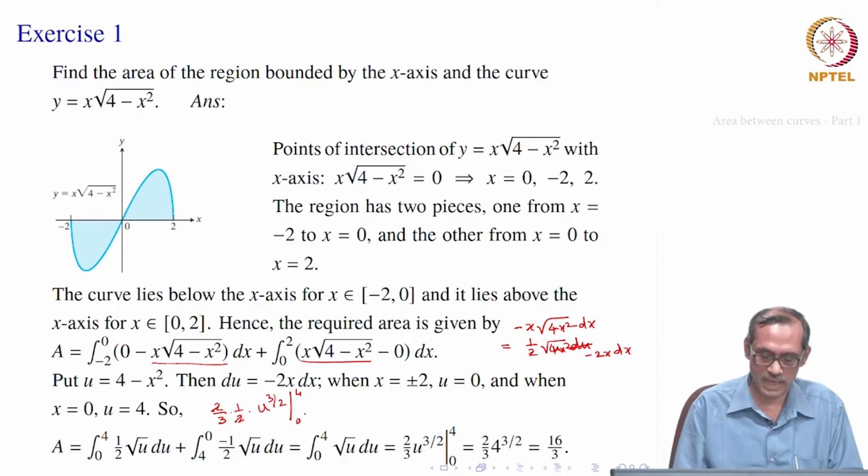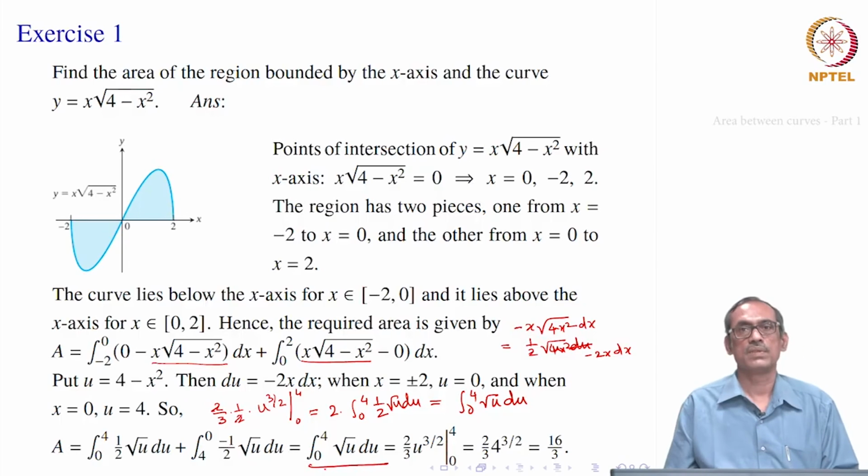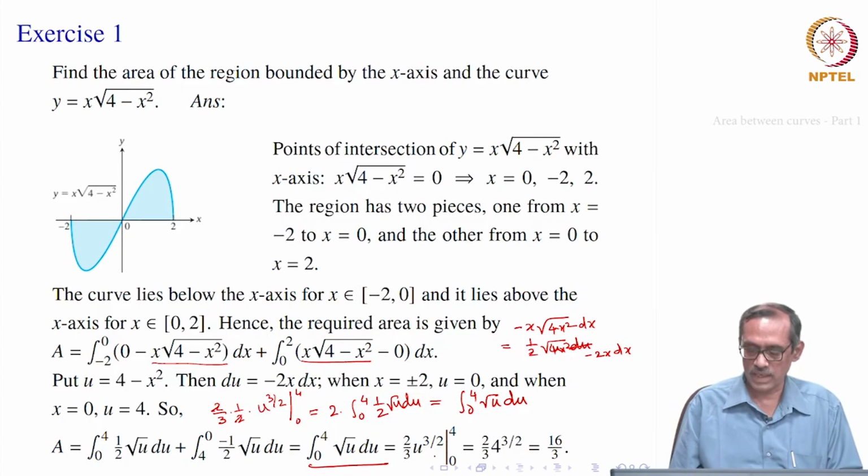So, that is same thing as telling this sum is equal to 2 times integral 0 to 4 half root u du, which is equal to integral 0 to 4 root u du, and that is what we wrote here, 0 to 4 root u du, which gives you 2 by 3 u to the power 3 by 2 evaluated at 4 and 0 and subtracted. So, that gives again 16 by 3.